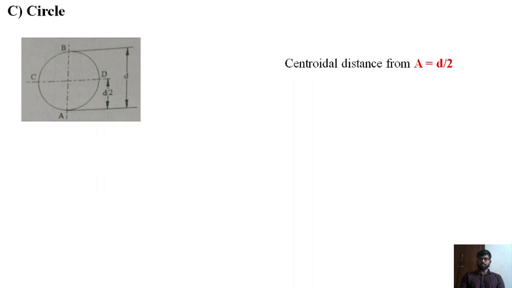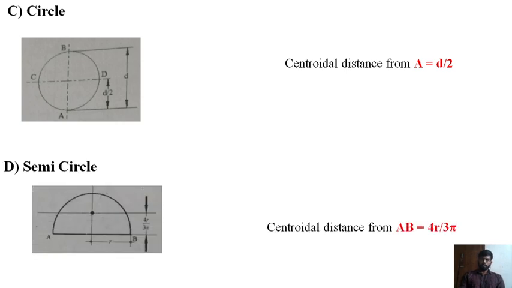Next one is the circle. The centroidal distance of circle from A is equal to the diameter by 2. Next, semicircle. The centroidal distance from the base AB is equal to 4r by 3 pi.